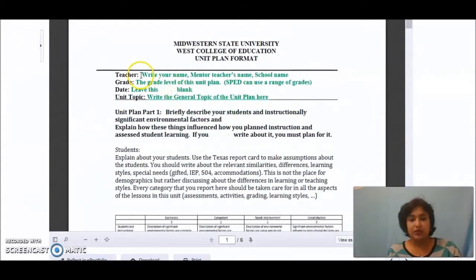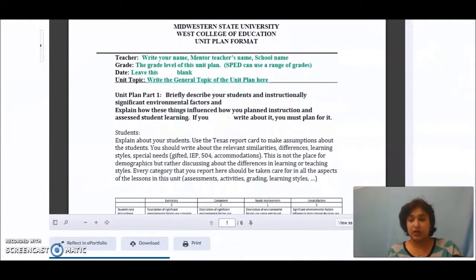So here I've given you: write your name, your mentor teacher, school name. Which grade level is already the same grade level that you were doing your teaching lesson plan. Date will be the date that you submit, so leave this blank for now. And then the topic: you can use your teaching lesson, the one that you recorded your lesson plan on, as one of the lesson plans and then expand on that area, or you can completely choose a different one.